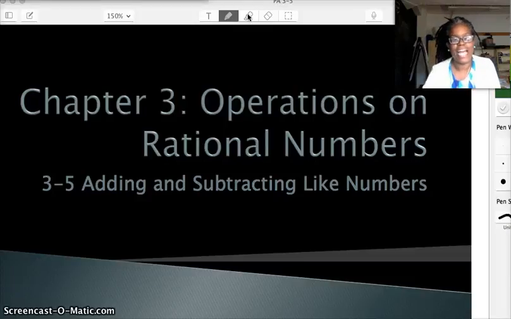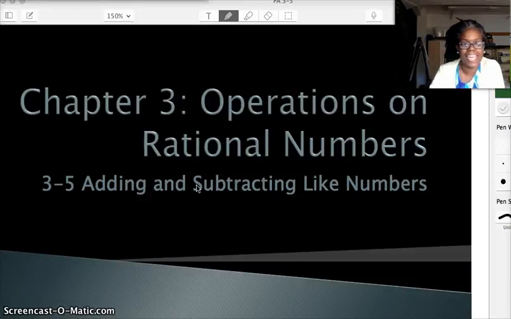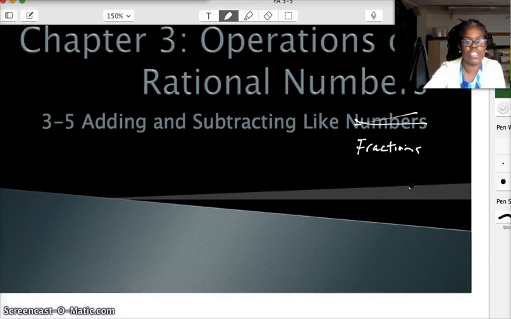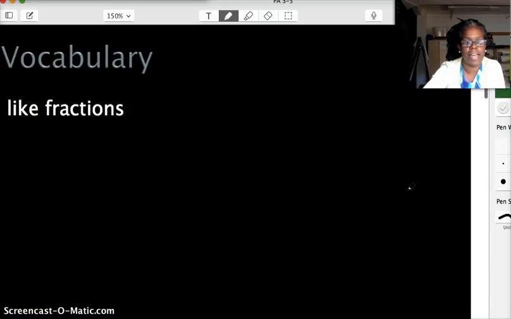Hey friends, we're in chapter 3 and we're looking at operations on rational numbers, and we're going to be adding and subtracting like numbers. I think we could probably actually call this section adding and subtracting like fractions, because that's really what we're working on. All right, so first question is, what on earth are like fractions?